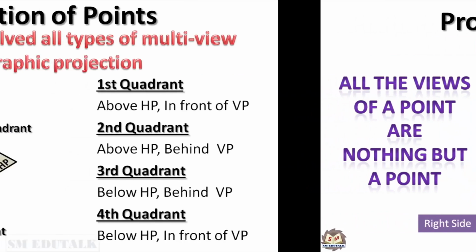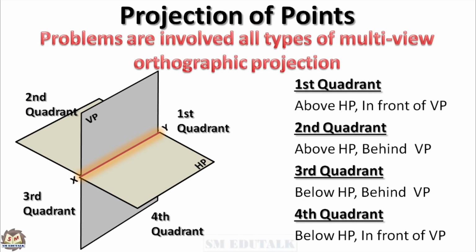In engineering graphics, first angle projection is used for most of its contents, but only in projection of points, all types of projections are used. Because compared to other chapters, projection of points is easier. So, problems in this topic involve all 4 quadrants. Now, you are seeing the 4 quadrants and their conditions. We have seen this in detail in the last video.